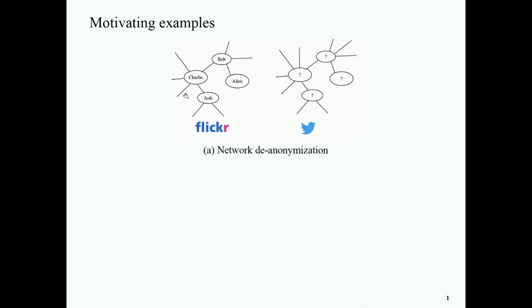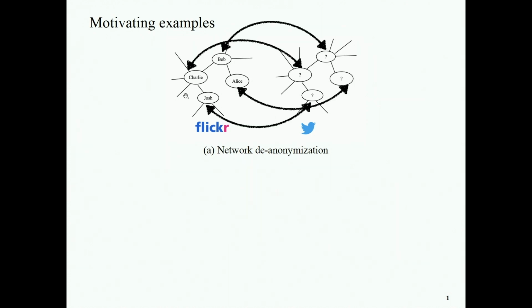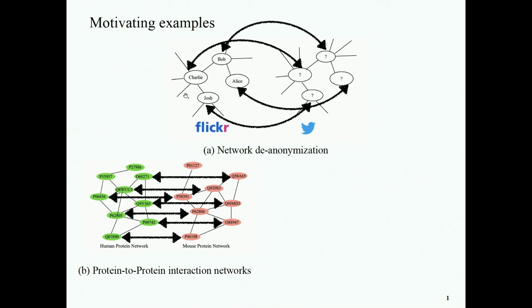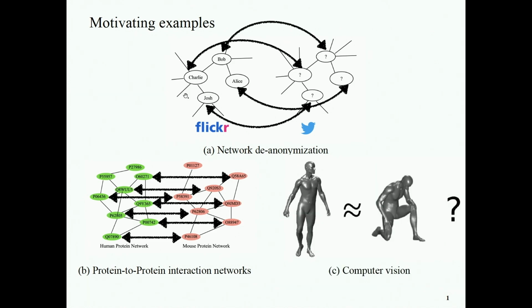So the problem is that you want to recover these removed user identities, and the idea is that if we are friends on one network, it's also very likely that we're friends on another network. By applying graph matching techniques, you can utilize the graph structures and recover the removed user identities. The second application is in biology, where you have protein-to-protein interaction networks across two species. Graph matching can identify proteins with similar functions across the two species. The third application is in computer vision, where you can map the 3D shape of the human body, and then analyze how the human body moves. So these are the applications.